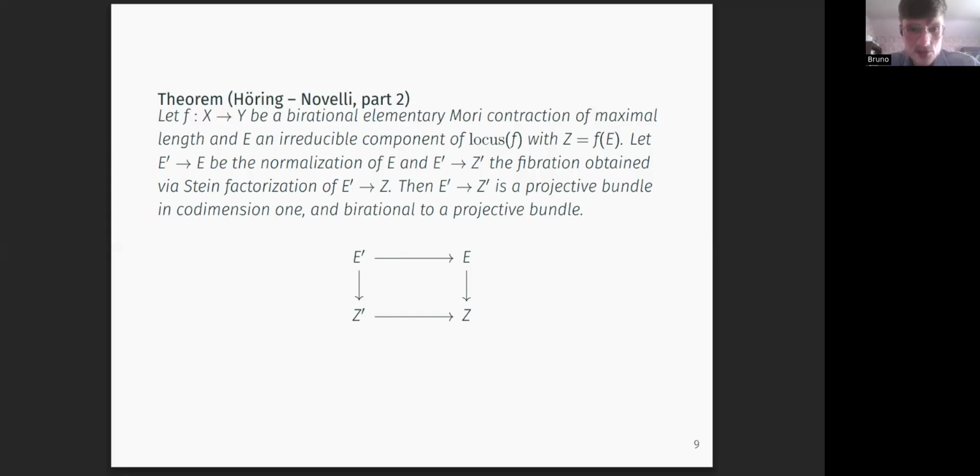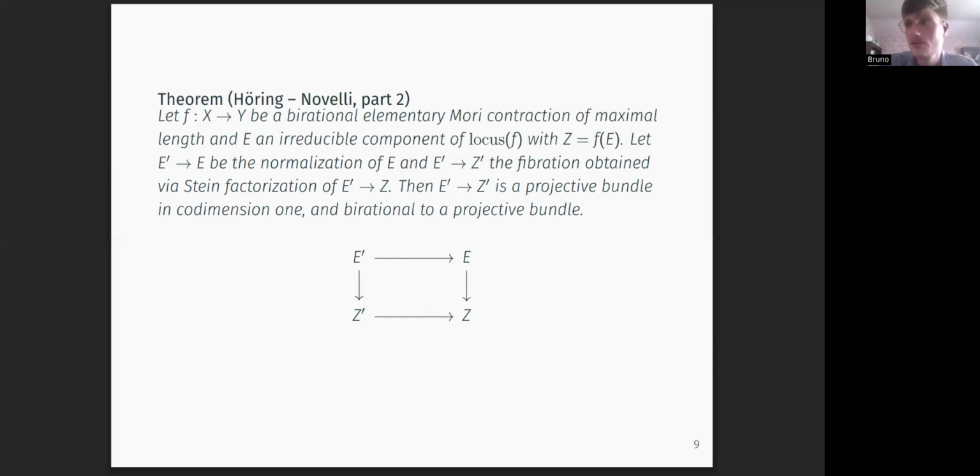Very well. So these two results by Höring and Novelli, up to birational modification, totally classify elementary Mori contractions of maximal length as, well, birational models of projective bundles. And as I said, when I say projective bundle, I mean something in which all the fibers are P^n, and which is locally trivial for the Euclidean topology on the base. It does not usually mean that the fibration is locally trivial for the Zariski topology. That's something a lot stronger, right?